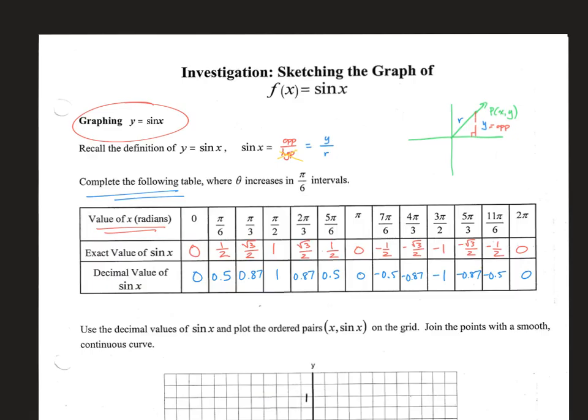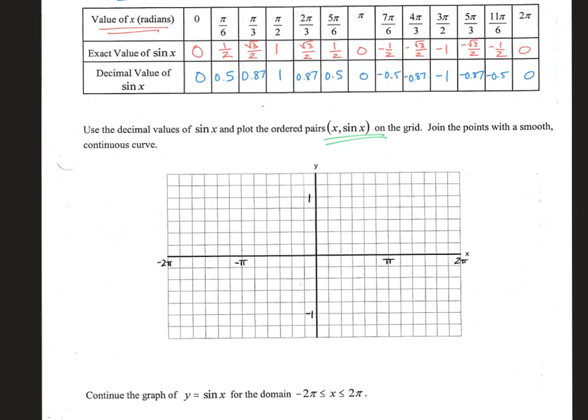When we look at the instructions on the next part of the page, we're going to use the decimal values of sine x to plot our points, x and the value of sine x, on that grid. I'm just going to slide up our screen, and we should be able to plot all of those points. So what I'd like you to do now is pause and complete plotting all of those points on your own. Pause it now.